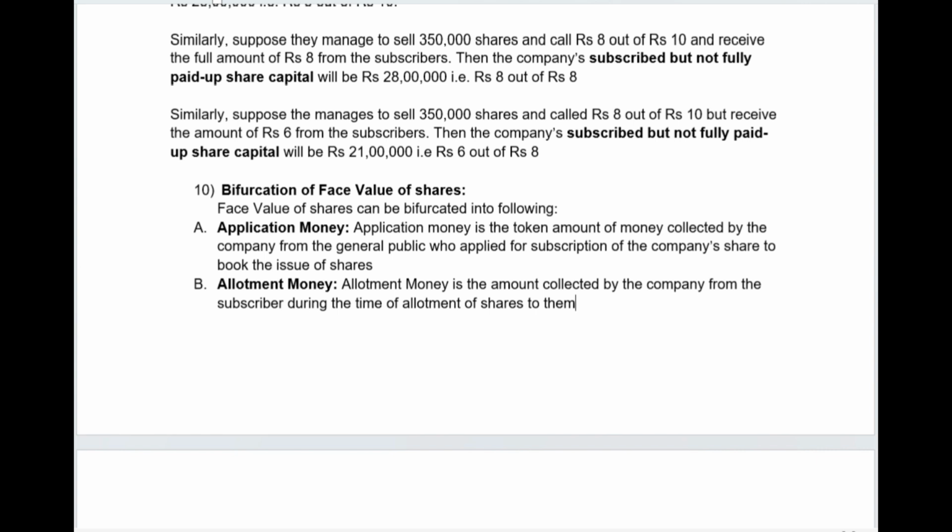These are as follows. First of all, the company collects application money. Whenever a company issues shares in the market, then for booking or purchasing their shares, the subscriber has to pay a small amount of token money called application money. This is called share application money. And after 1 month or 2 months or a few months, the company collects some other portion of money from the subscriber or the purchaser of shares, which is known as share allotment money.